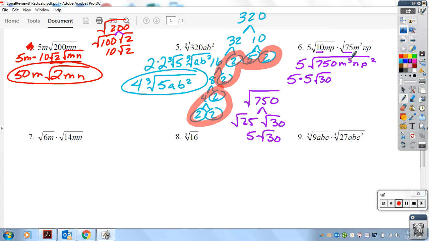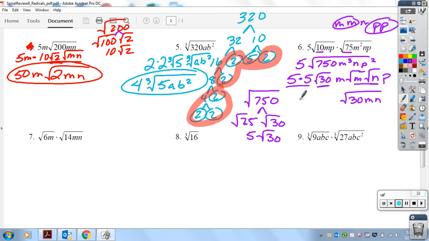M to the third. If we have 3 m's, that's 1 pair and 1 left over. Rad n remains rad n, and p squared, if I have 2 p's, that's 1 pair that can be brought out. Let's put the under the radical stuff back together first. 30mn. 5 times 5 is 25. M, and then a p. 25 mp rad 30 mn.